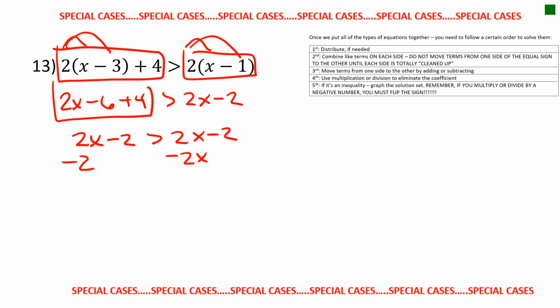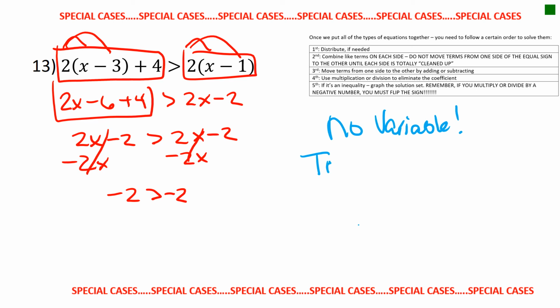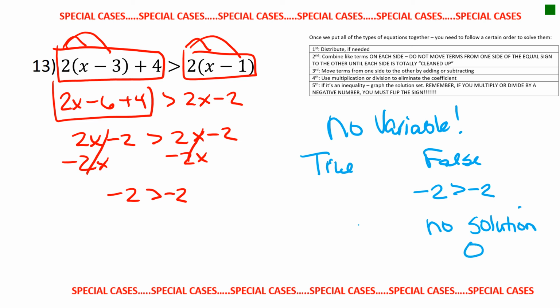I'm going to subtract the 2x. Oh, look, they cancel. That's what special cases do. And I get negative 2 is greater than negative 2. So in your head, you're thinking there is no variable in my answer. So is my answer true or is my answer false? Be careful. It's not equal to this time. It's saying negative 2 is bigger than negative 2. That is not true. Negative 2 is not bigger than negative 2. Negative 2 is equal to. So this one is no solution. Or remember, you can do that sign. If it had said or equal to, it would have been true.